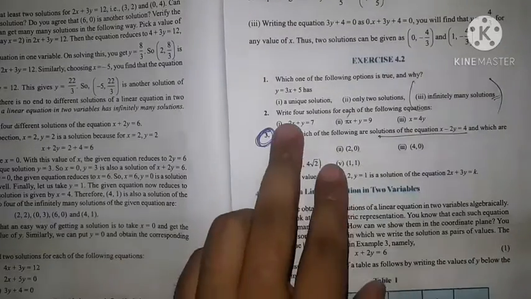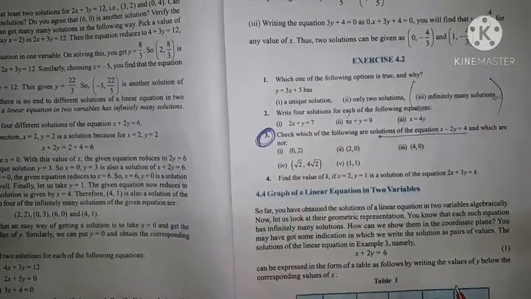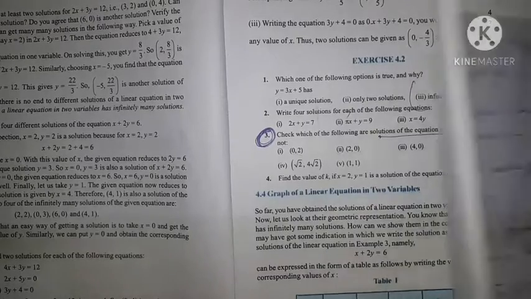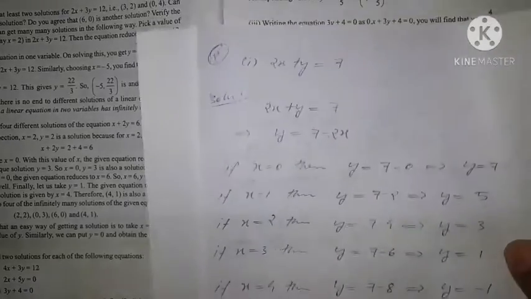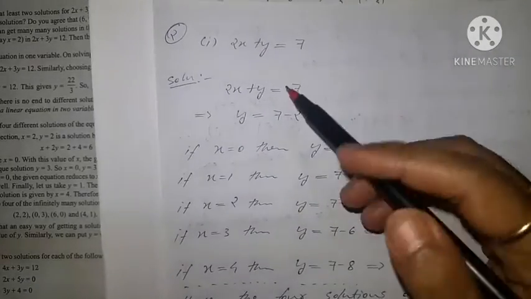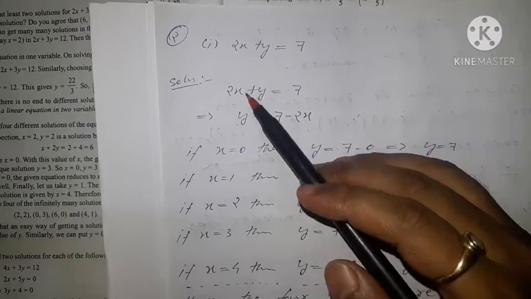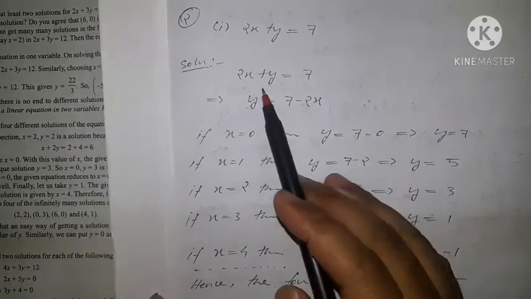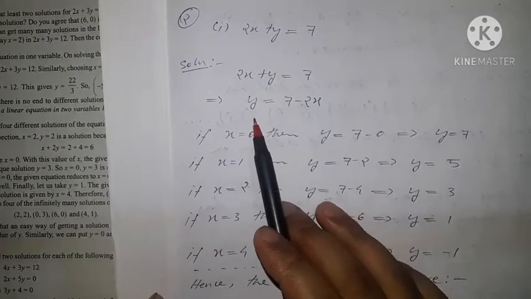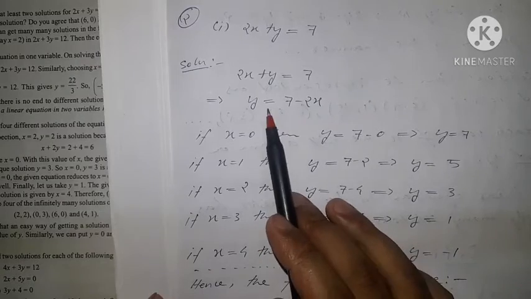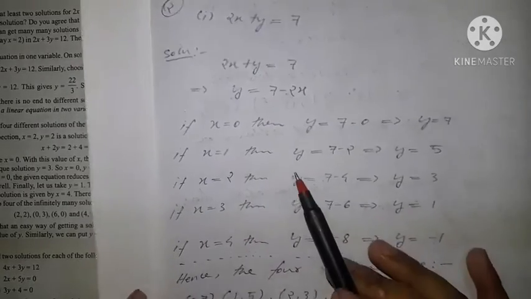Now the second question is to write 4 solutions for each of the following equations. So let us do question number 2, Roman number 1. We need to find 4 solutions for this equation, that is twice x plus y equals 7. So if we take twice x to the other side, it becomes y equals 7 minus twice x.